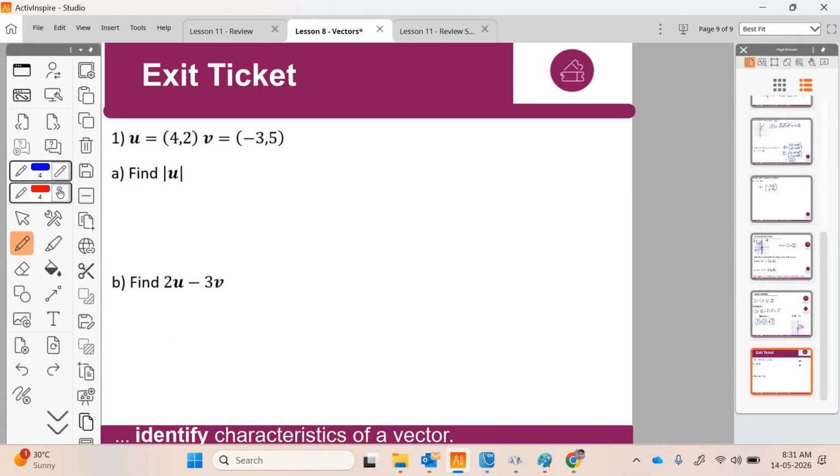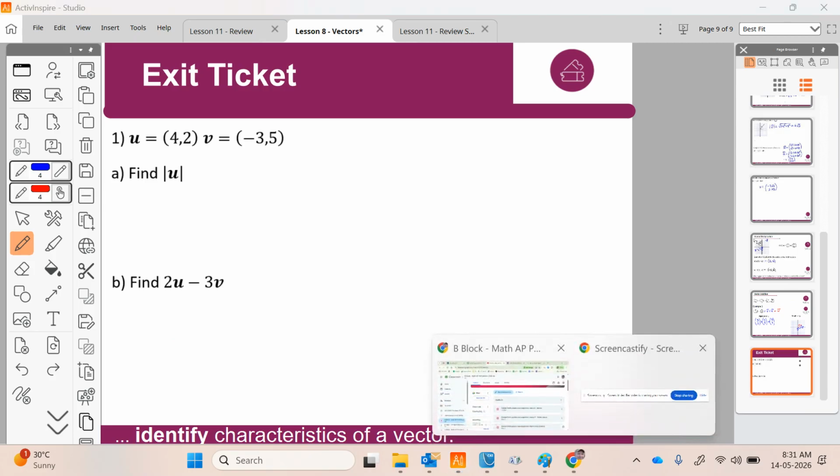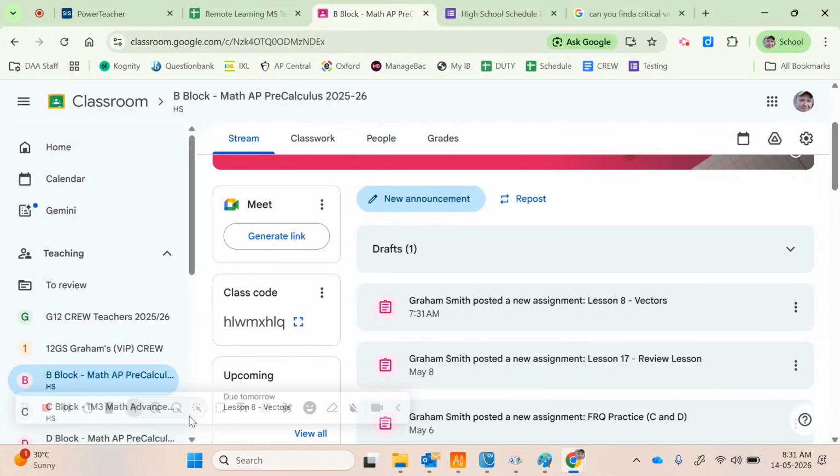Okay, we're ready for our exit ticket today. Let's see if you've learned what you need to learn. Here are the vectors u and v. Have a go at finding the magnitude of u, and have a go at finding 2u minus 3v. Make sure you've understood the essential from today by being able to complete this question.